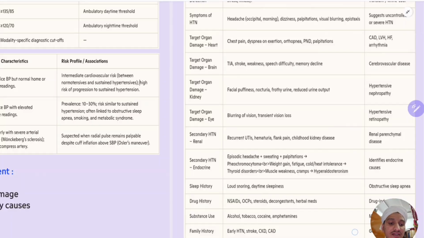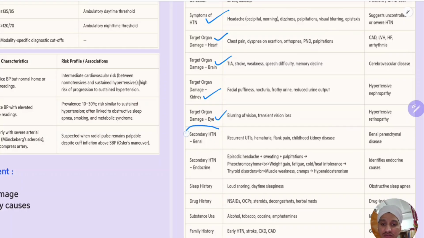So at the time when the patient comes, you will ask about symptoms of any target organ damage. If it is not present, for the heart you ask about failure symptoms, arrhythmic symptoms, or ischemic symptoms. For the brain you will ask about any transient ischemic attacks, any weakness, any problem in talking, or early cognitive decline. In the kidney we will ask for nocturia, facial puffiness, decreased urine output, urinary tract infection, and frothy urine. And for the eye, blurring of vision or transient vision loss.